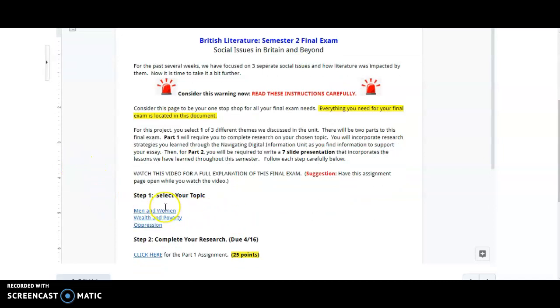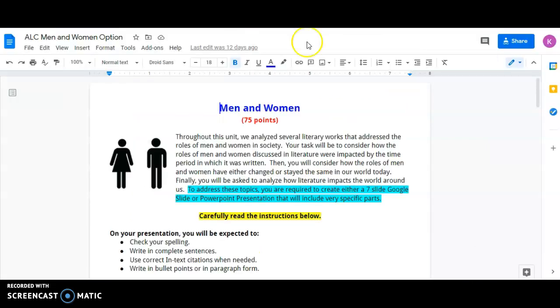Okay, so first thing you're going to do is you're going to select your topic. We have 3 different topics here. You have men and women, wealth and poverty, and oppression. So for the men and women unit, you will be asked to address the roles of men and women in the society. You're going to be considering how the roles of men and women were discussed in literature and how that was impacted by the time they were written. And then you will consider how the roles of men and women have either changed or stayed the same in our world today. And finally, you'll be asked to analyze how literature impacts the world around us.